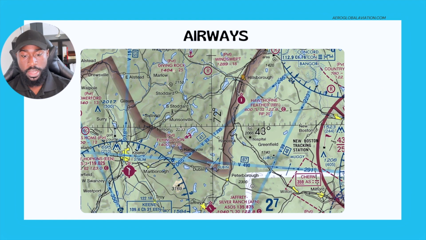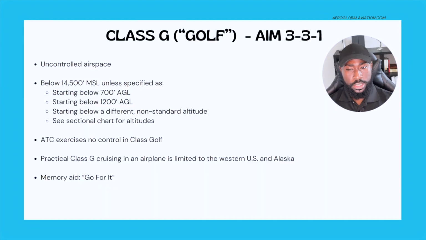And right here, we just have a picture of what it looks like on a typical chart. So you have Victor 93, a Victor Airway, and Victor 490 right here. It's also a Victor Airway. So it's 8 nautical miles wide, 4 nautical miles on each side, and 1,200 feet to 18,000. So those are the dimensions you need to know. And you can just think about them as highways in the sky. That's the general idea. And then we have Class Golf here.